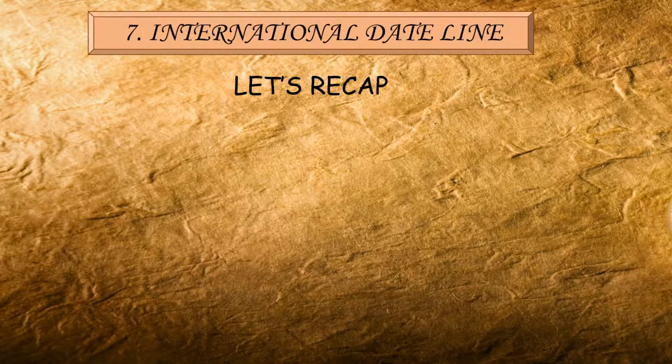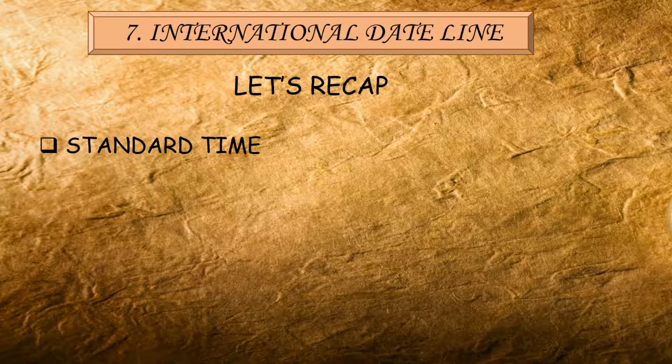Now, let's take a quick recap of what we have studied in lesson number 7, International Dateline. In the beginning, we took information about the standard time. So, the world standard time is determined by the 0 degree meridian, also known as the prime meridian. Since this prime meridian passes through Greenwich, this time is also known as Greenwich Mean Time, that is GMT.